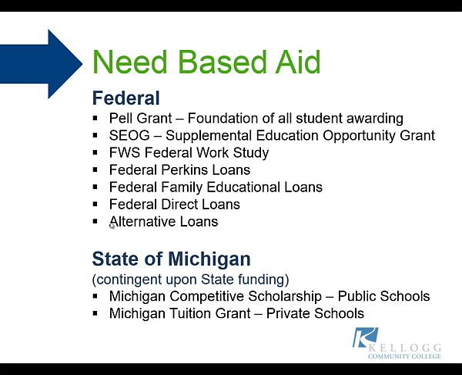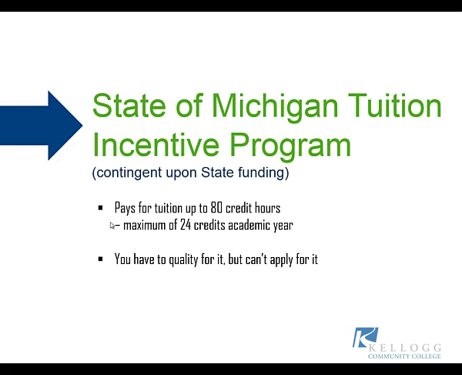The state of Michigan side is always contingent upon state funding. There is the Michigan Competitive Scholarship and the Michigan Tuition Grant. One is for public, one is for private schools. It is based on ACT scores. The state of Michigan also has the TIP program, which is a Tuition Incentive Program. It pays for tuition up to 80 credit hours, maximum 24 credits for an academic year, depending on if the school participates with this program. You can go to the State of Michigan website to print out the TIP fact sheet, and it will let you know what institutions participate with this program and additional criteria.